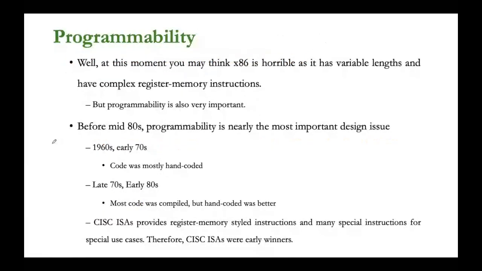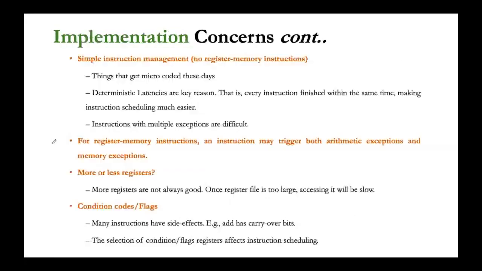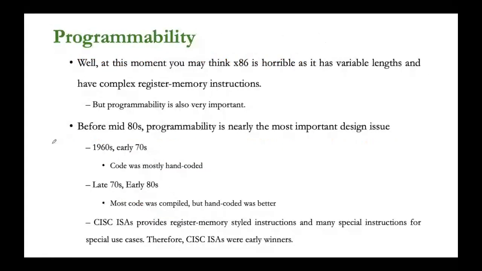So comes the programmability, the second design issue. The first one is implementation, that is hardware. Then programmability, which is in terms of the programmers. In programmability, at this moment you may think that 8086 is horrible, as it has variable lengths and complex register-memory instructions. We have seen the previous example in the ISA classification based on the operands.